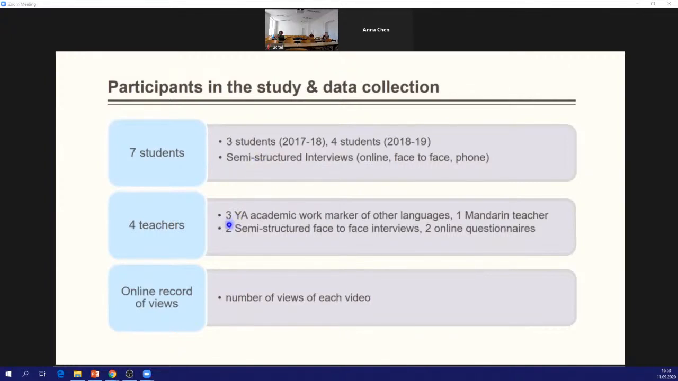I invited four teachers who were markers of year-abroad academic work in other languages, and three joined the study. I also invited a Mandarin teacher who had experience of giving feedback with video, although she didn't really mark year-abroad academic work. Two teachers had a face-to-face interview with me, and two filled in online questionnaires. Before they did that, I gave them one feedback video to watch. The final part of the data was the online record of views. The Screencast-O-Matic website automatically records the number of views of each video that I created.